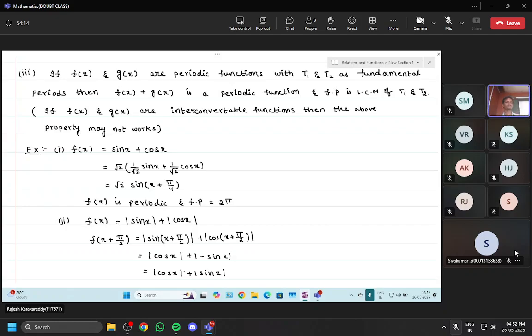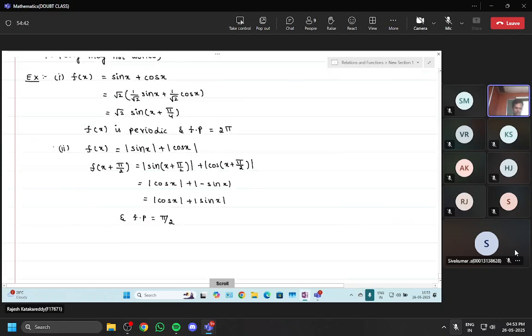Another example, in this case, when functions are interconvertible, we need to be a little careful. When they are not interconvertible, there is no worry, right? Here you need to take note that LCM of T1 and T2 is not always defined, right? Maybe I'll write that. Anybody copying this note point? Everybody copied. So now write this one.